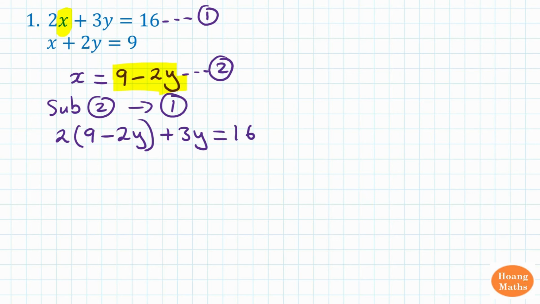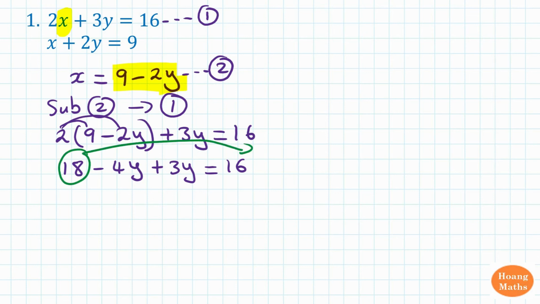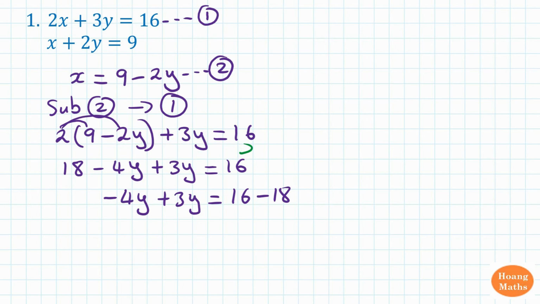Now I just remove the bracket. So 2 times 9 is 18. 2 times minus 2y is minus 4y, plus 3y is equal to 16. Now I just move this 18 to this side and we are left with minus 4y plus 3y. So I just write this down first. So on the left becomes minus 4y plus 3y is equal to 16 minus 18, because the positive 18 moves over and becomes negative 18.